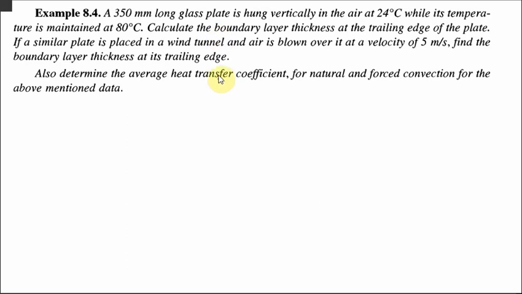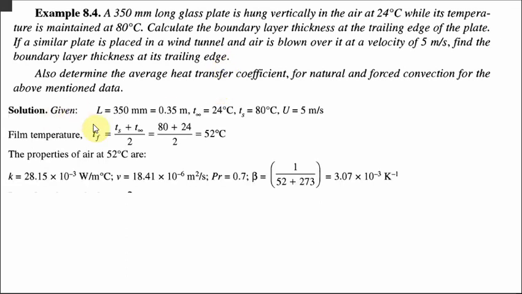So two cases are given, one for natural convection and one for forced convection. So given data are here. We will calculate the film temperature. Once we calculate the film temperature, we can calculate the required properties from the data table. So we need k, rho, Pr, etc. And beta can be calculated for the film temperature: beta is equal to 1 by (273 plus Tf).